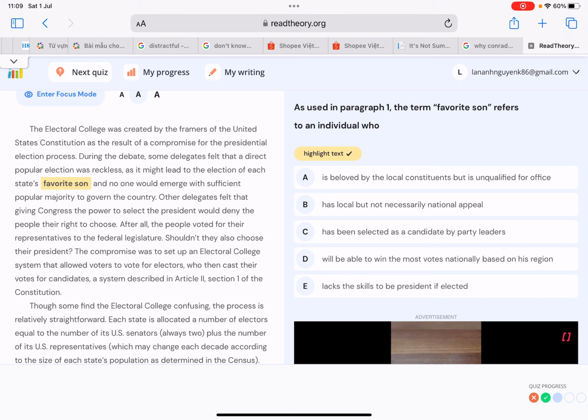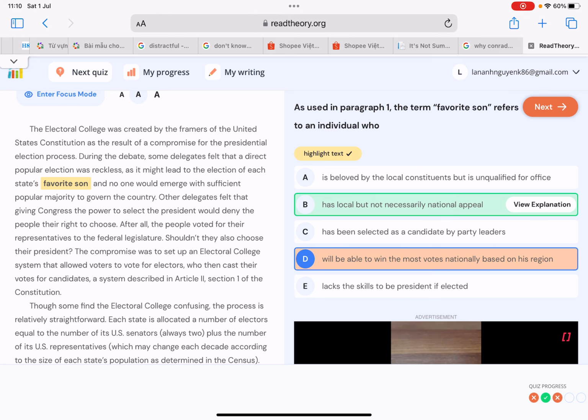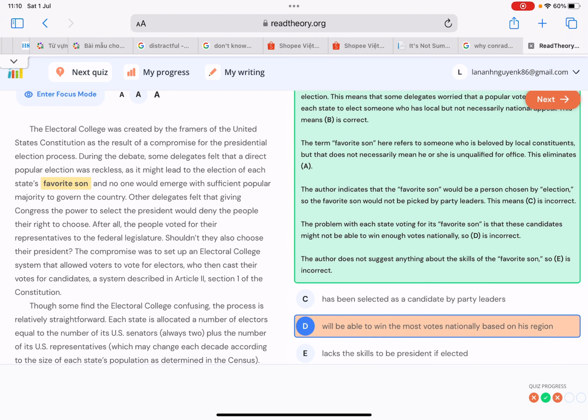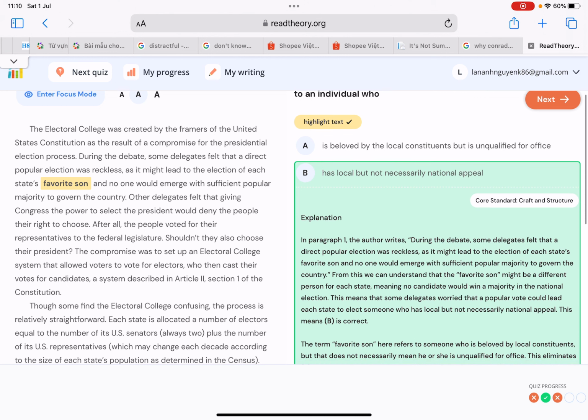Favorite son. Oh, I understand now. Favorite president. Yeah. I think it is D. Wait, it's not D? Has local but not necessarily national appeal. Okay, I respect that. Might be a different person for each state, meaning no candidate will win a majority in the national election. Oh yes, I understand now.